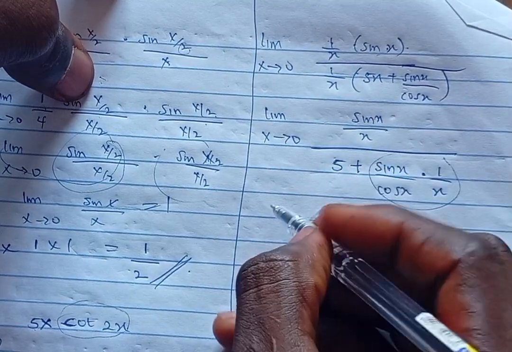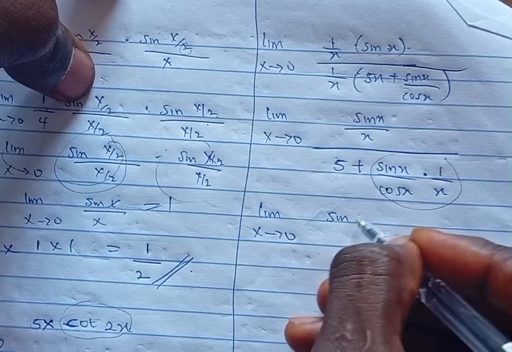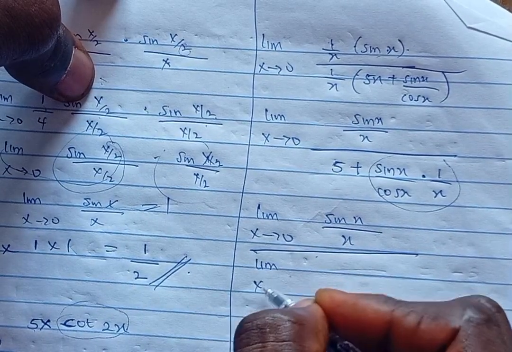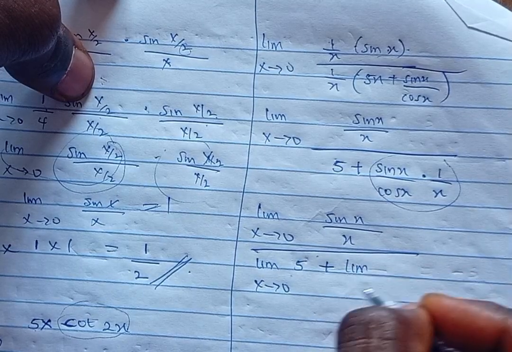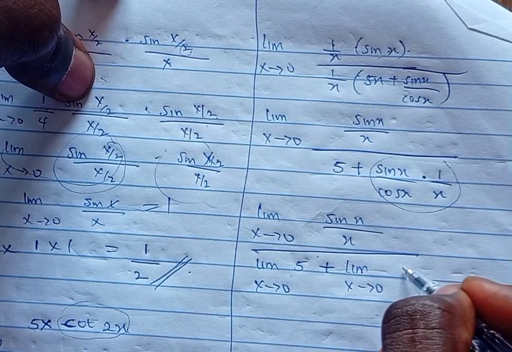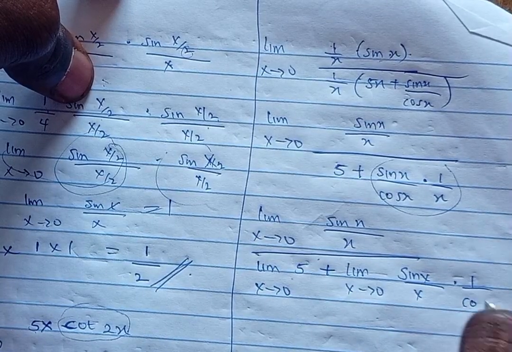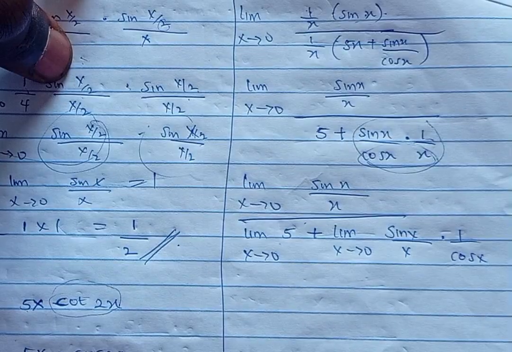Okay, let me distribute the limit. We have the limit as x tends to 0 of sine x over x, everything over the limit as x tends to 0 of 5 plus the limit as x tends to 0 of sine x over x multiplied by 1 over cos x. I just rearrange this denominator. I hope you get that.